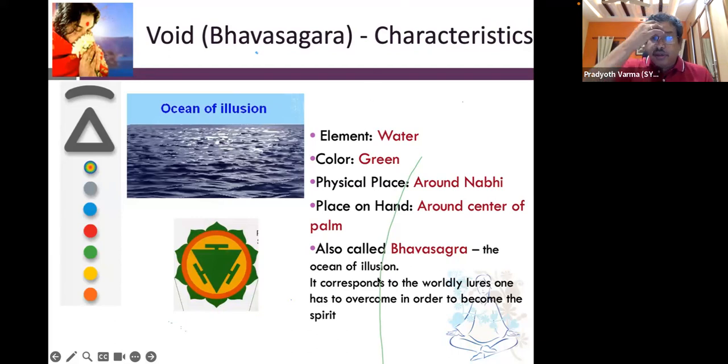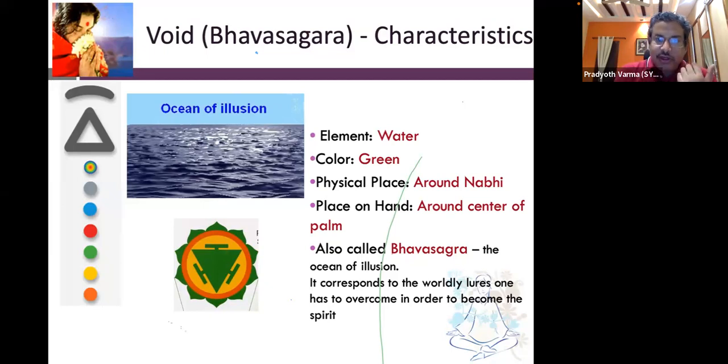So all the characteristics are very similar to the Nabi chakra. The only thing is that this represents the guru. This is called the ocean of illusion. You would have heard in most of the things, we say that we usually get lost in this world of illusion. We get confused where to go. Hence it is always said that in order to cross this ocean of illusion, you need the help of a guru.